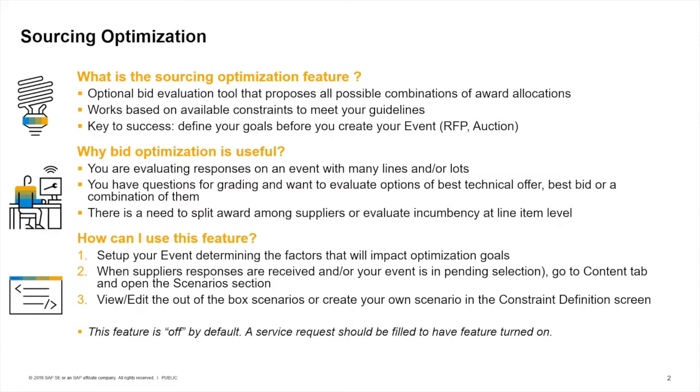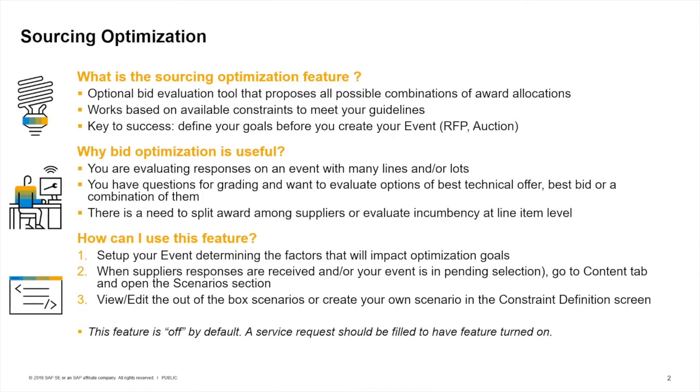And how can I use this feature? First of all, you set up your event and determine the factors that will impact your optimization goals. Then, when your suppliers' responses are received or the event is in pending selection, you go to the content tab and open the scenario section to start to work with the optimization scenarios. There, you can view and edit the out-of-box scenarios created by Ariba, or create your own scenario in the constraint definition screen in order to define the best bid for your event.